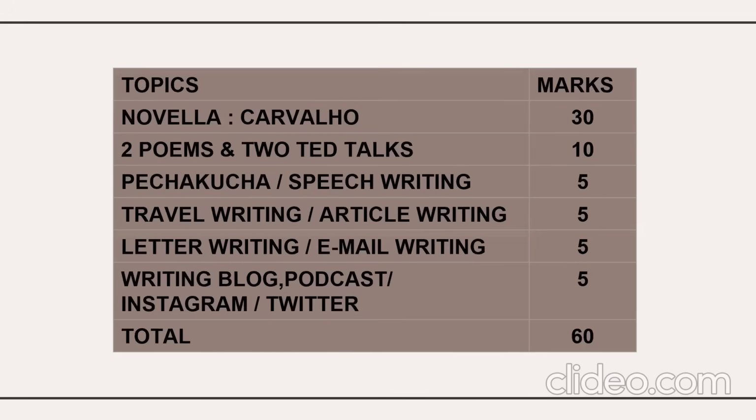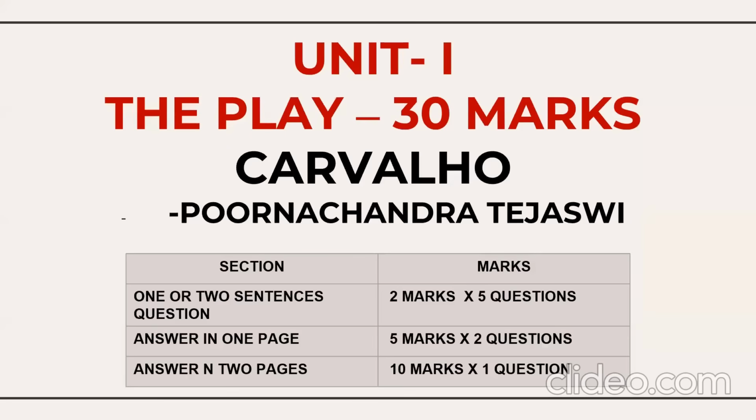Now, let's begin the discussion one by one. So novella, unit 1, which consists of 30 marks, 30 plus 10, 40 marks. And here the play, I'm sorry, the play or the novella, I'm sorry, it is a novella. I made a mistake here. It's a novella. Please do correct me. It's a novella that is for 30 marks, Carvalho.